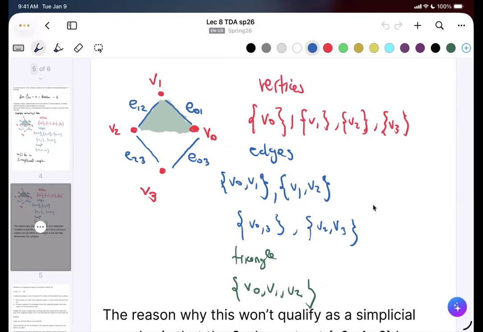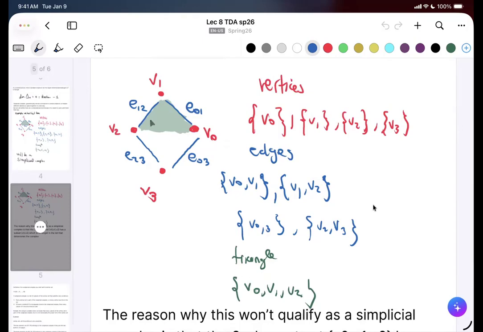Right? Because, for example, the subset B0, comma B2, which is inside the triangle, is not listed in the complex. So essentially what the closure condition says is that the moment a set appears in the simplicial complex, every subset of it must be listed as well. So the simplicial complex contains all the subsets of a given set that belong to it.